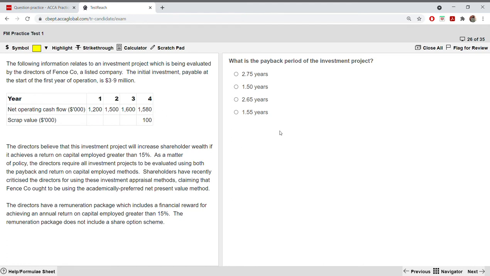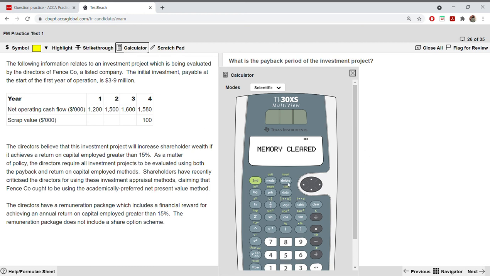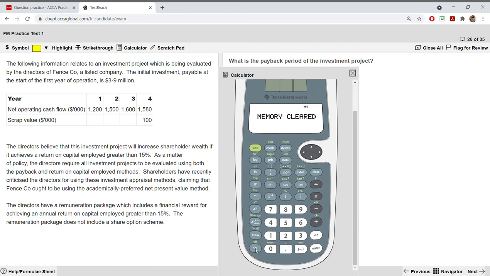If you see, these paragraphs are not needed for this, but we will still read it. The directors believe that this investment project will increase shareholder wealth if it achieves a return on capital employed greater than 15%. As a matter of policy, directors require all investment projects to be evaluated using both payback and return on capital employed methods. Shareholders have recently criticized directors for using these investment appraisal methods, claiming that the company should prefer net present value. Directors have a remuneration package which includes a financial reward for achieving an annual return on capital employed greater than 15%. The remuneration package does not include a share option scheme. So all this is not relevant for this. For this, we just need the first part. When you're calculating payback.